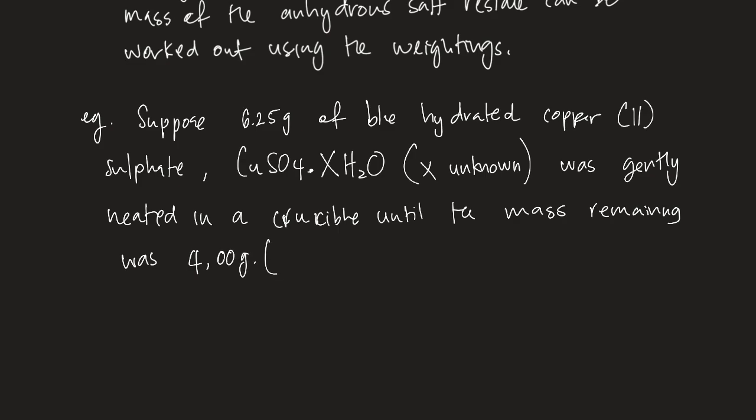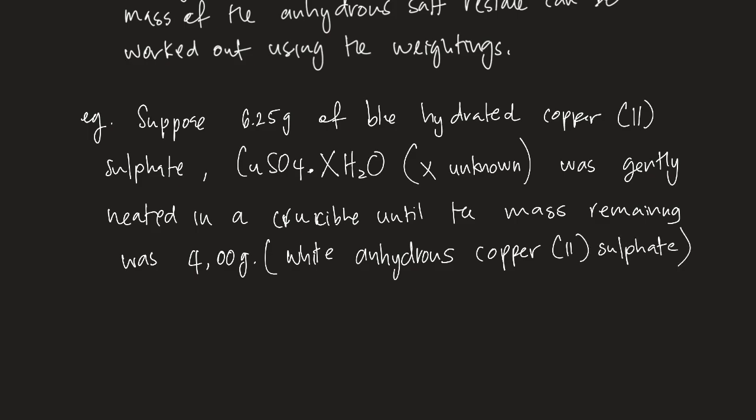Right? And this is the white anhydrous copper 2 sulfate. Okay, so we started off with the blue, now you have the white. We want to know what is the formula of the hydrated salt.